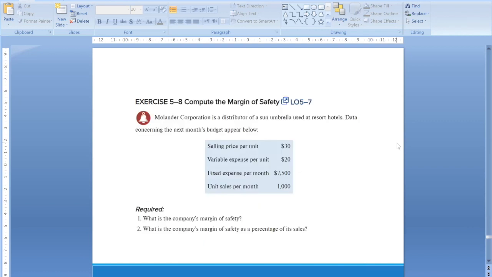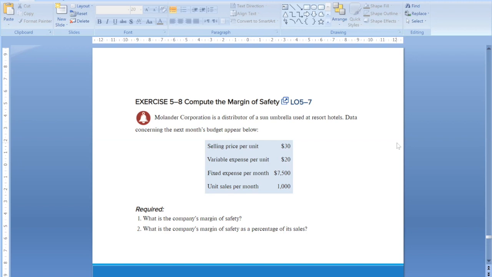5.8. Molander Corporation is a distributor of sun umbrellas used at resort hotels. Data concerning next month's budget appear below.